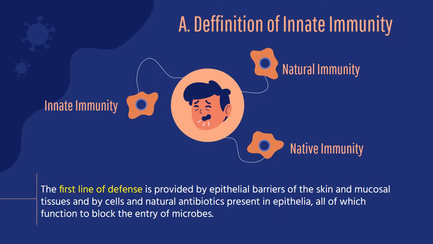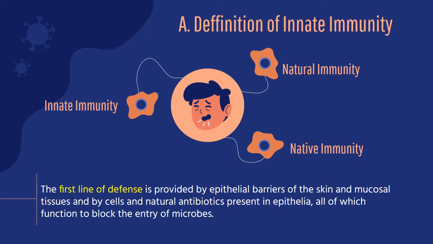And now, let's focus on innate immunity. Innate immunity is also called natural immunity or native immunity. Why is it called natural immunity or native immunity? Because it's always present in healthy individuals to block the entry of microbes, to rapidly eliminate microbes that do succeed in entering host tissues. Innate immunity is the critical first step in host defense against infections.